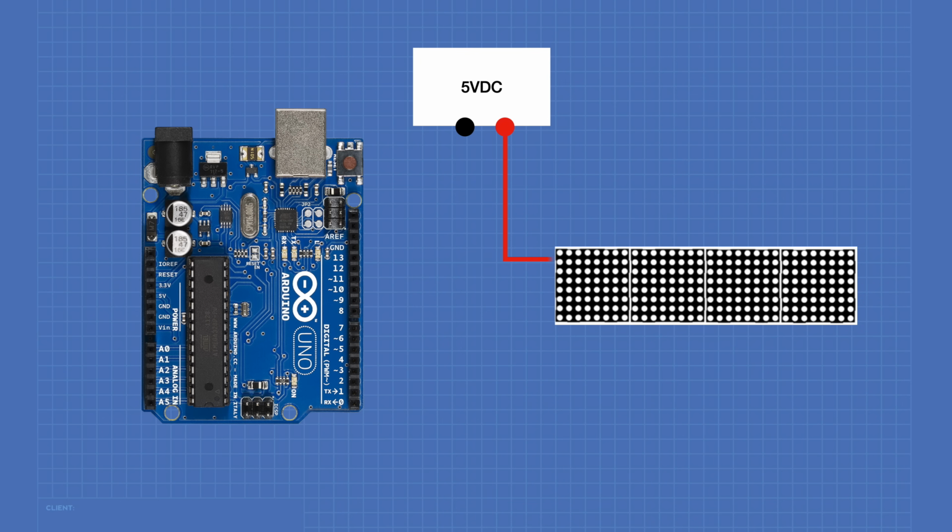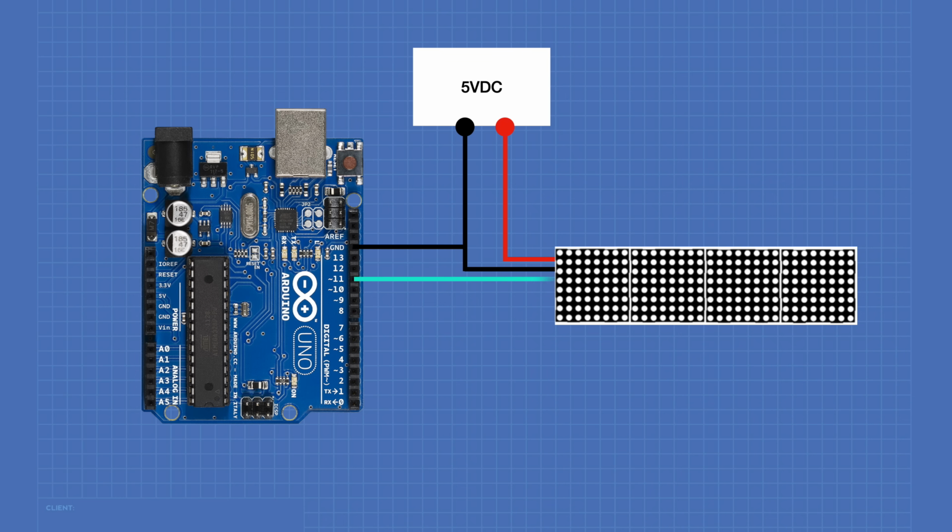We'll connect the VCC on our display to the positive side of our 5-volt power supply. We'll connect the ground of our display to the negative side of our 5-volt power supply. We'll also make a connection to the Arduino's ground here.